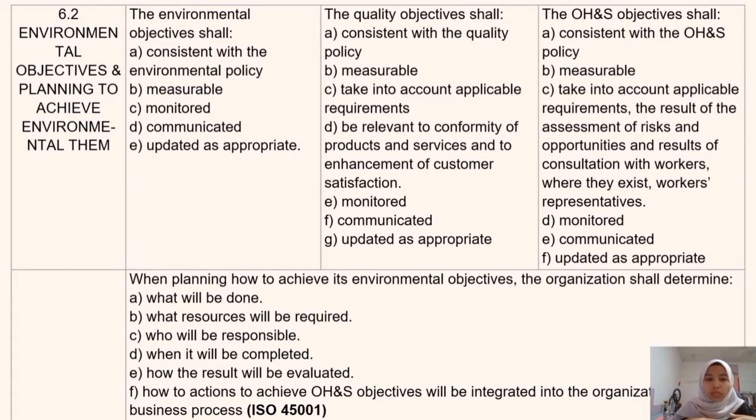And the next one is, when planning how to achieve the environmental objective, the organization shall determine what will be done, what resources, who will be responsible, when it will be completed, and how the result will be evaluated. And for ISO 45001, the additional part is the organization also shall determine how the actions to achieve the OH and S objective will be integrated into the organization's business processes.